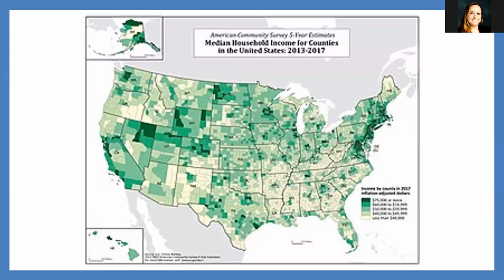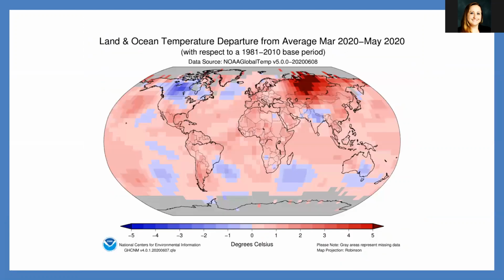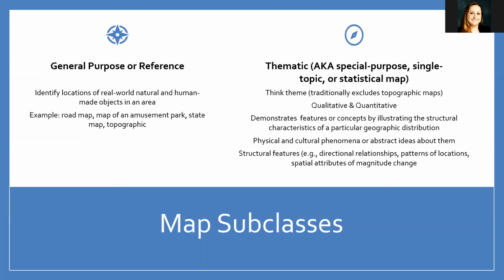Here is an example of a thematic map that shows the median household income for counties in the United States. And here is a world average temperature map from March 2020 to May 2020. Thematic maps are in large part the primary focus of research and analysis in GIS and geography in general.